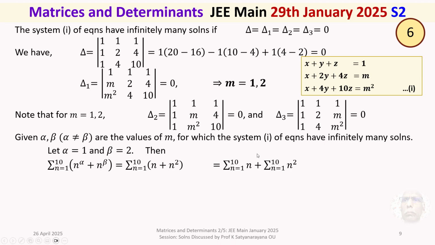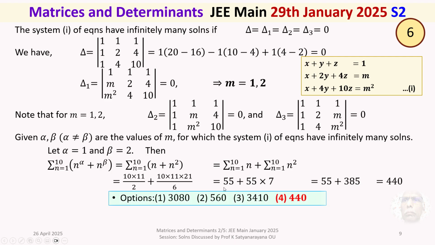Plus the second one, sigma n is equal to 1 to 10 n square, the sum of the squares of the first 10 natural numbers, and it is given by n into n plus 1 into 2n plus 1 by 6. So n is equal to 10, you substitute. So it is 10 into 11 by 2 plus 10 into 11 into 2n plus 1, that is 21 by 6. Simplify, we'll get 440. Let's look at our options.